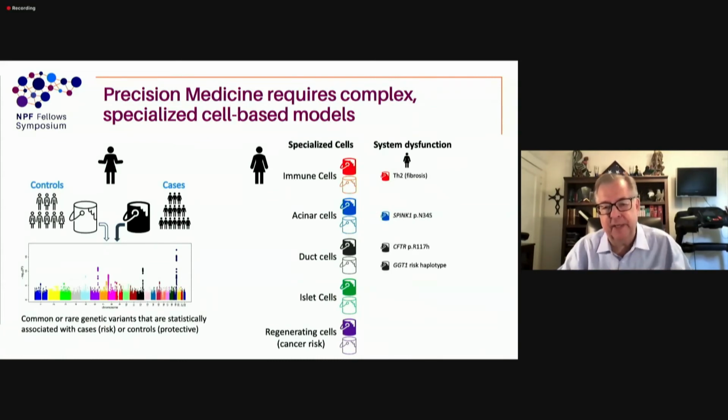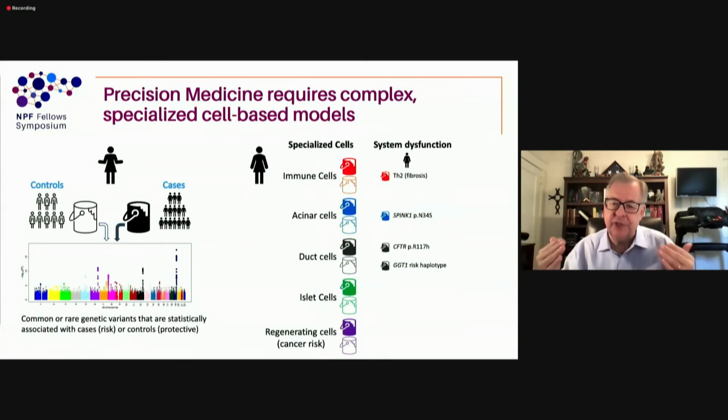And in this person, they may have immune cells that suggest they're going to be at risk of fibrosis. The acinar cells have a SPINK mutation. The duct cells have a CFTR mutation and a GGT1, which affects the ability to respond to injury.